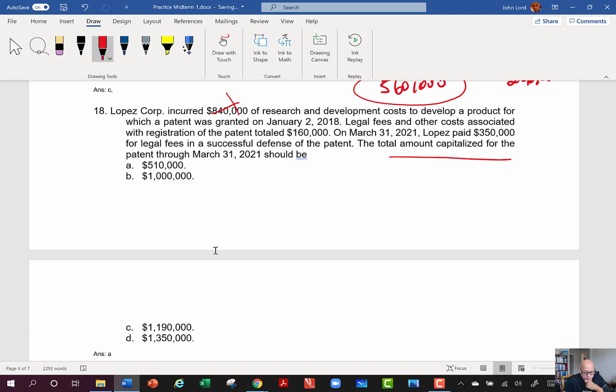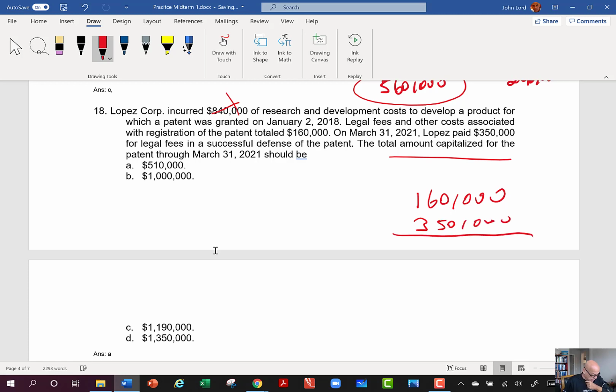Okay, but they continue on. The patent was granted, and then legal fees and other costs associated with the registration of the patent totaled $160,000. Well, I know that I'm going to capitalize that $160,000. On March 31st, Lopez paid $350,000 for legal fees for a successful defense. The amount capitalized for the patent through March 31st, 2021, so I picked up the $160,000, and I'm going to have to pick up what? The successful legal fees of $350,000.